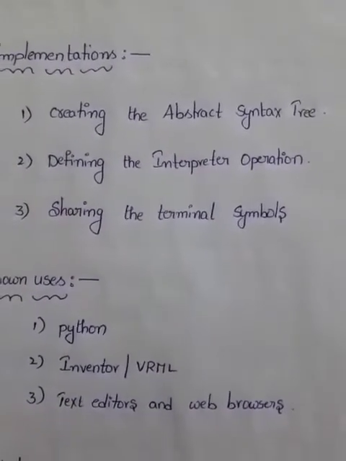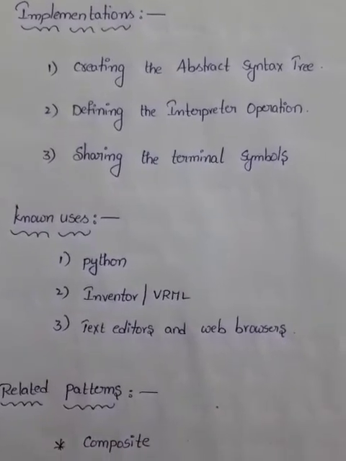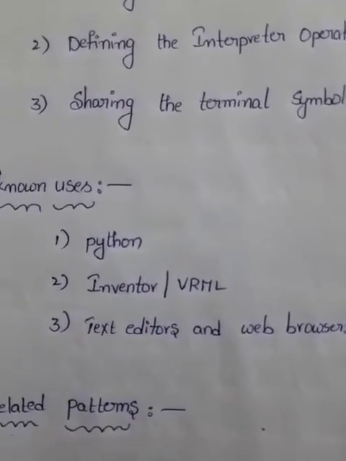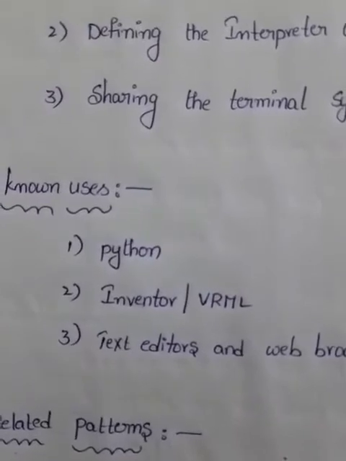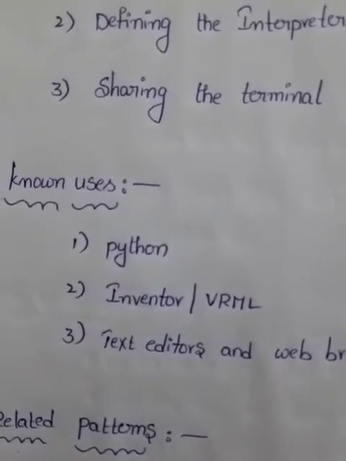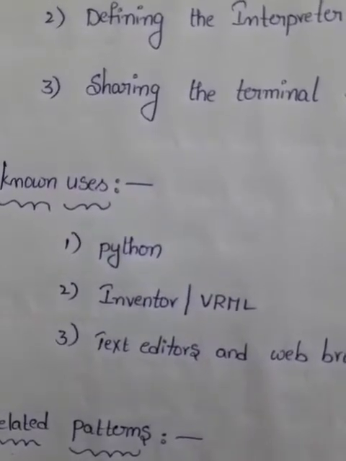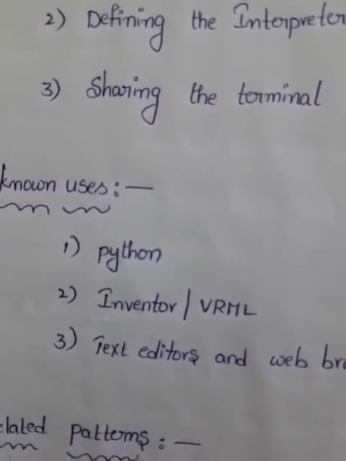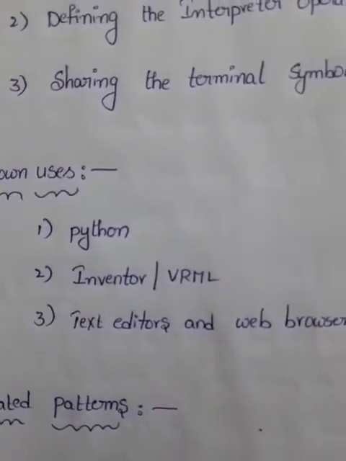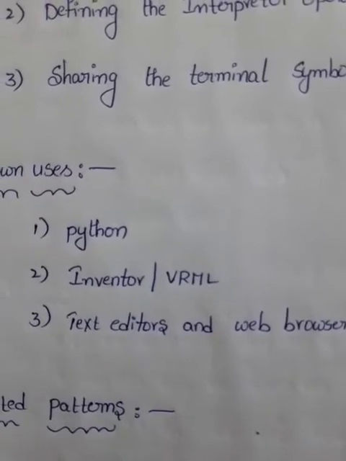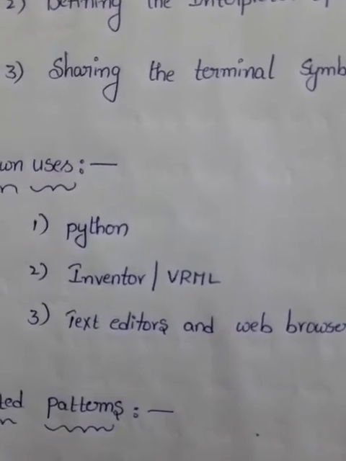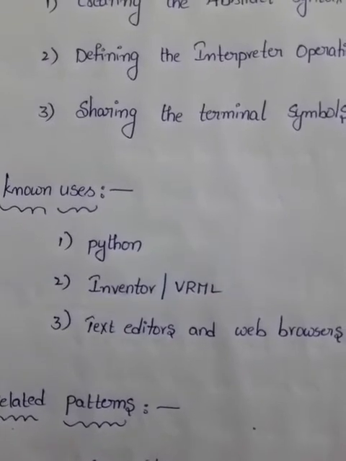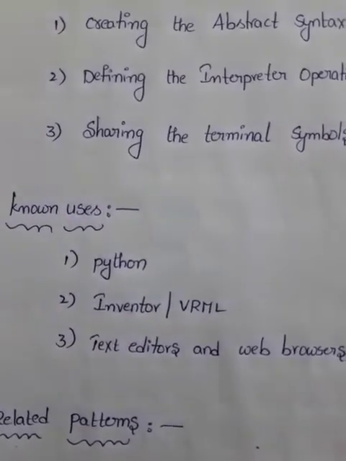Coming to the known uses for this interpreter pattern, in the known uses we will speak about real-time examples. The first one is Python. Python uses the interpreter pattern to generate bytecode for a parse tree. The next one is Inventor or VRML, which uses the interpreter pattern to render graphical scenes, in short 3D imaging. The next one is text editors and web browsers, which use the interpreter pattern to lay out documents and check spellings. So these are the three known uses, the three real-time examples where we are going to use this interpreter pattern.